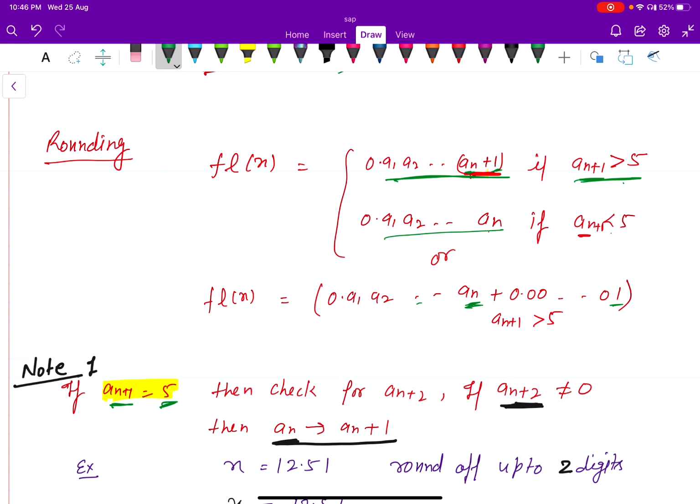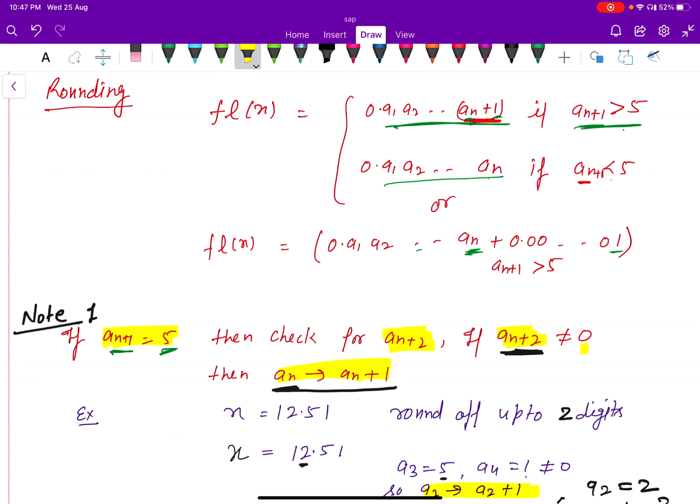In that case, we will check what is the number an plus 2. If an plus 2 is not equal to 0, in that case, an will be an plus 1. Okay. Just keep in mind, if an plus 1 is 5, there will be two cases. First case is when an plus 2 is not equal to 0. When an plus 2 is not equal to 0, in that case an will be an plus 1.